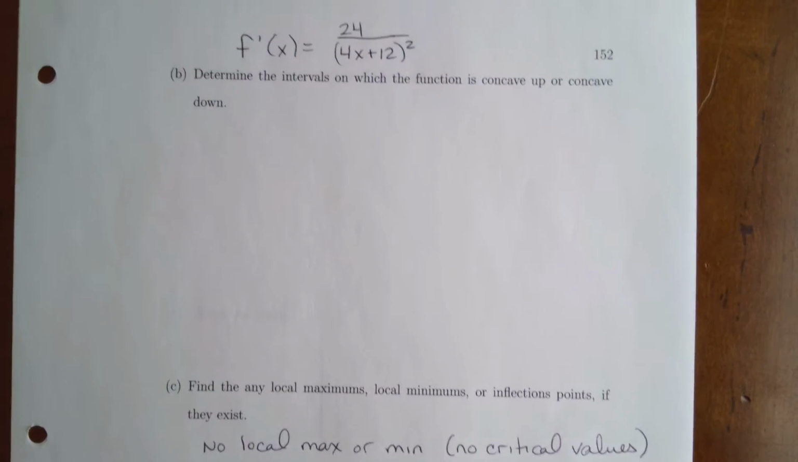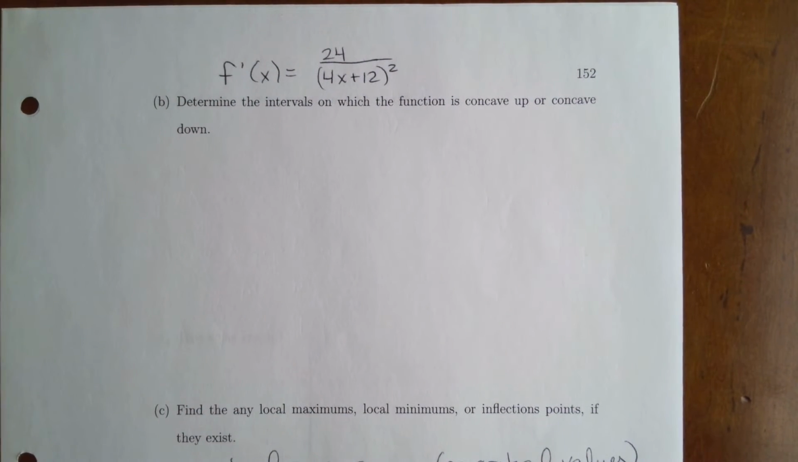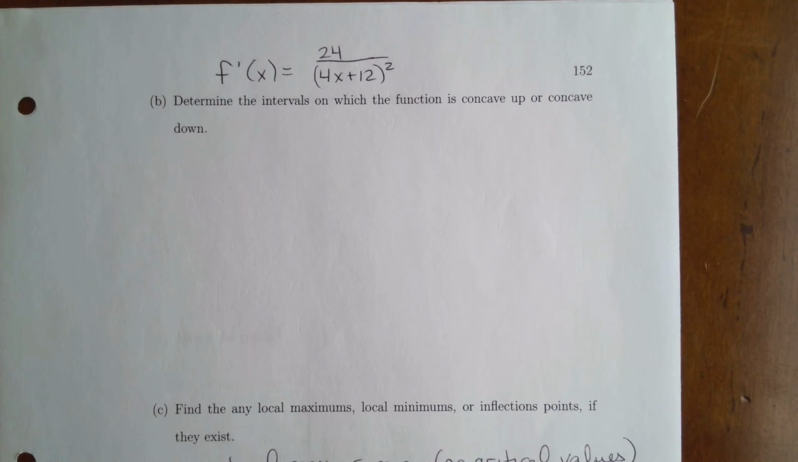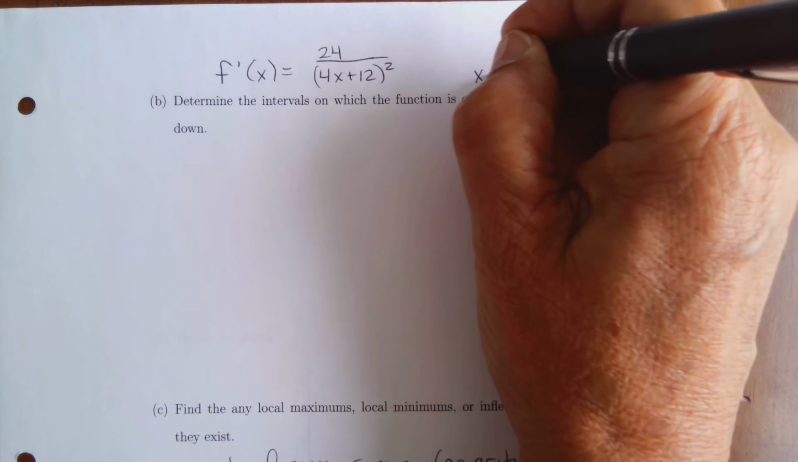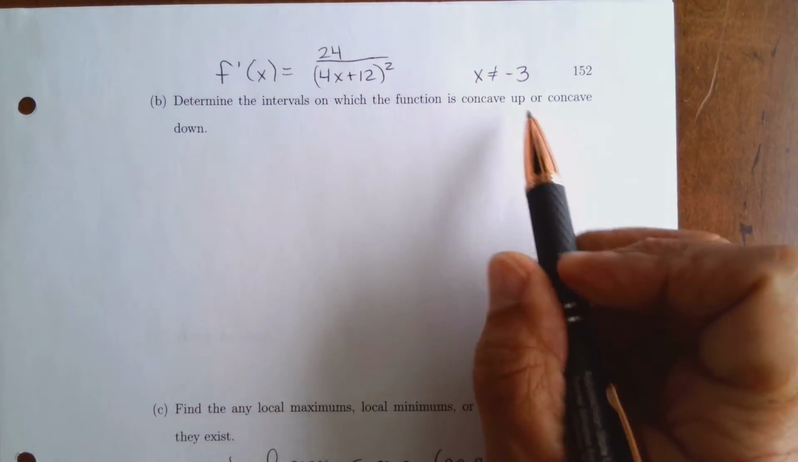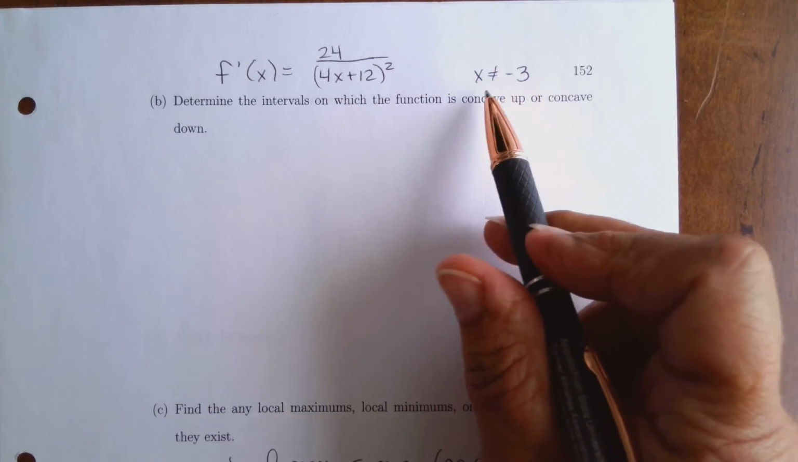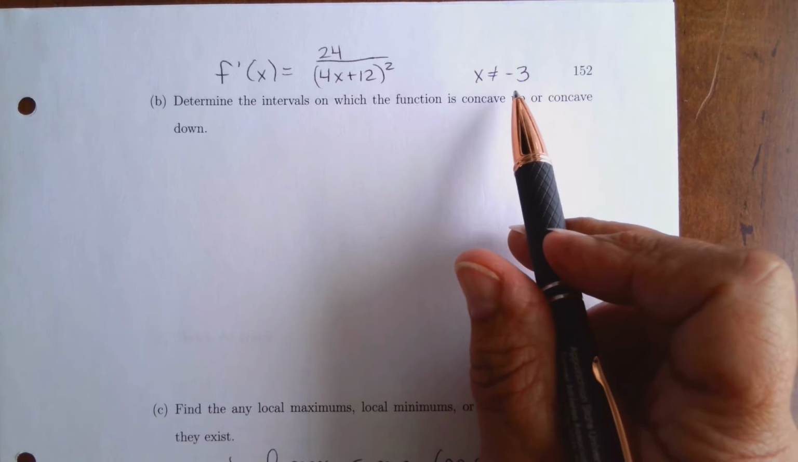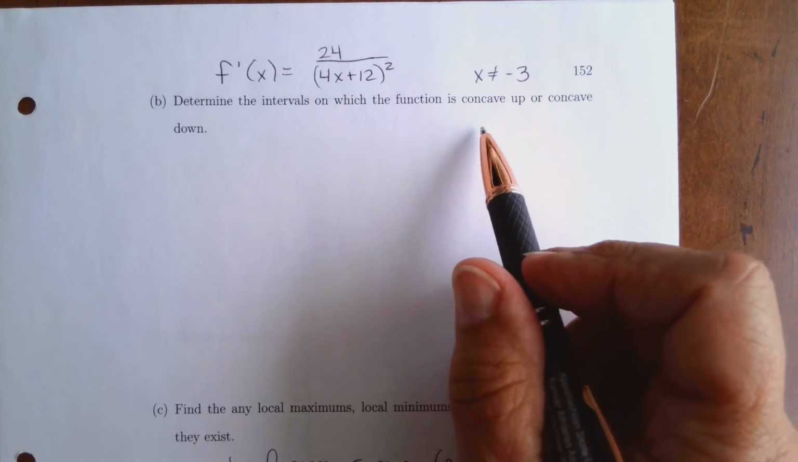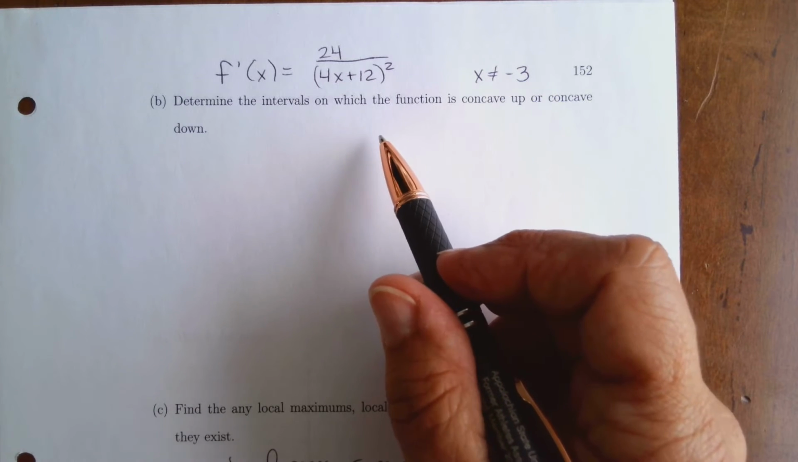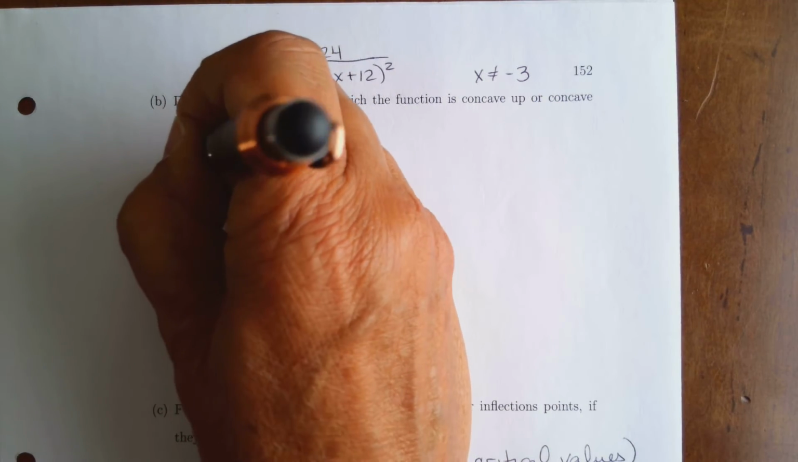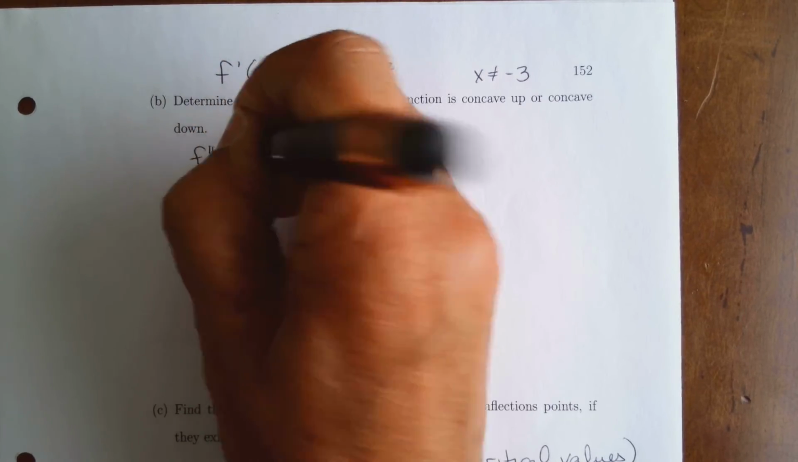Now, when we do the concavity, same thing: I still have to remember that x can't be negative 3. So that has to be part of my number line. I have to take that out of everything because it's not in the domain. All right, so now we have to find the second derivative, and that's what we set equal to 0.